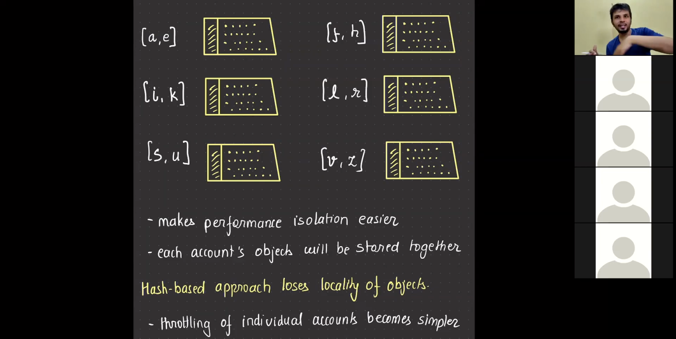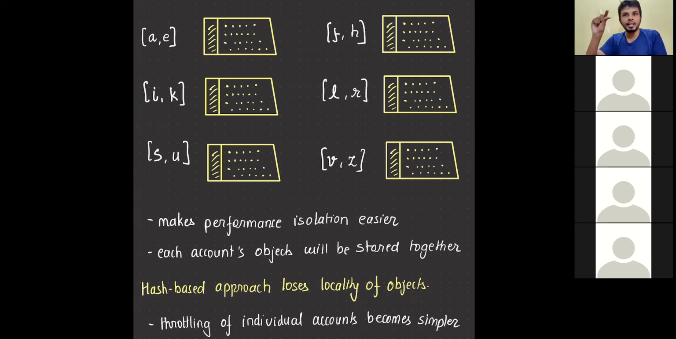Got it? So this ring is nothing but like A, B, C, D, E, F, G, S to Z. Now we have given key A to E goes to this path, F to H goes to this path. So this is a very subtle difference. Consistent hashing and range-based partitioning are actually very similar. It's just that one uses a hash function, another uses a static thing. Otherwise, the range-based thing is exactly the same.